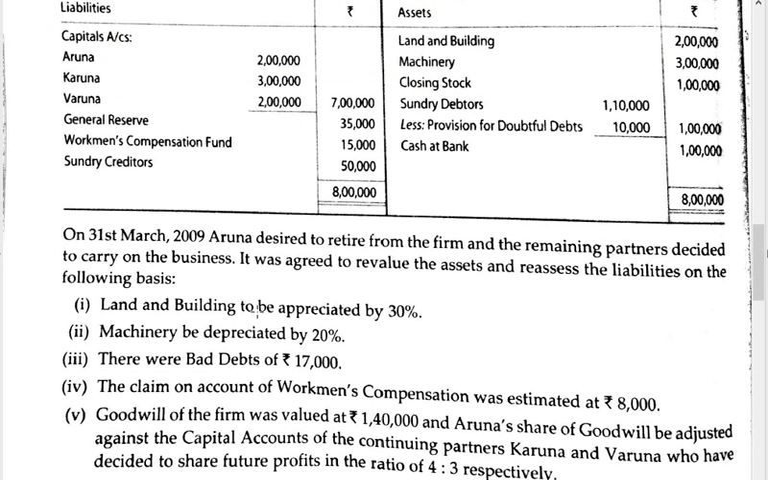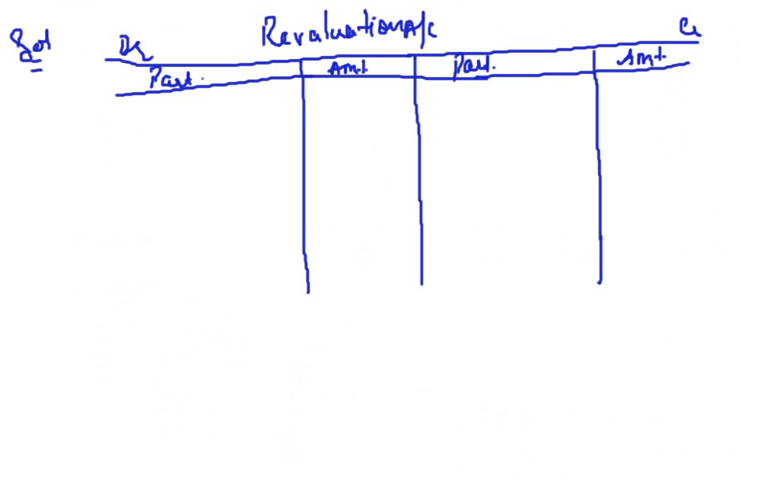He says land and building to be appreciated by 30%. How much is the land and building? 2 lakhs, to be appreciated by 30%. Right? We have to increase the value of an asset. If the value of an asset is to be increased, then we will debit the asset and credit the revaluation account by land and building by 60,000.